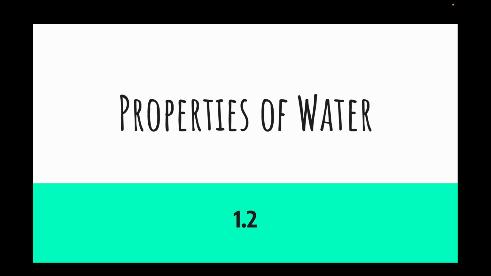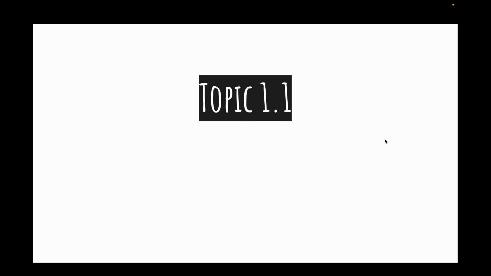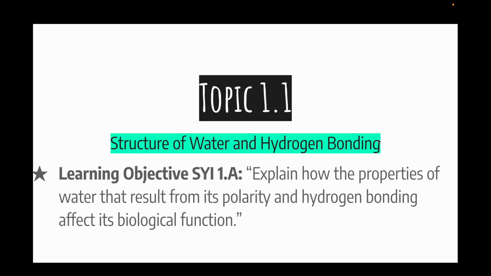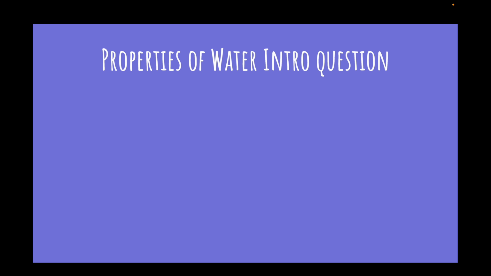The properties of water. And so we're going to talk about why water is basically magic and is essential for life on Earth. Today we're going to be explaining how the properties of water that result from its polarity and hydrogen bonding affect its biological function. So again, remember, polarity means that it has a partial positive and a partial negative.